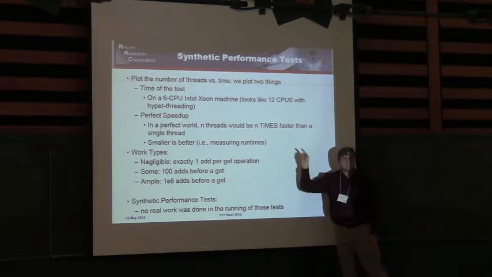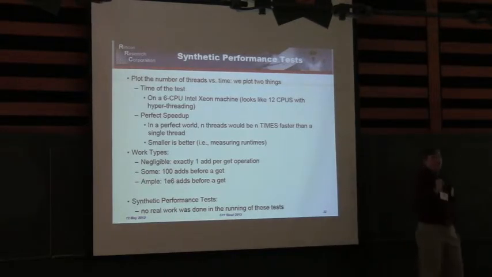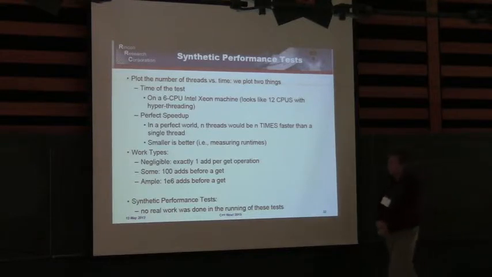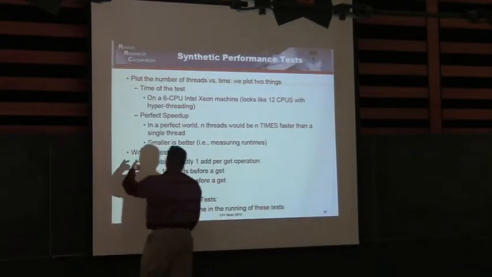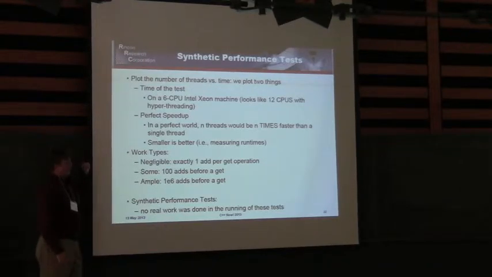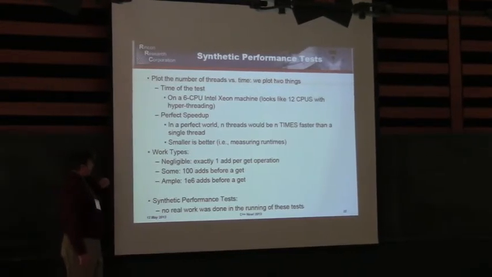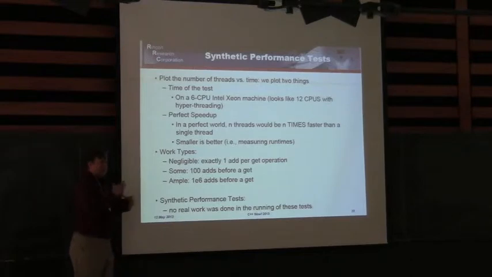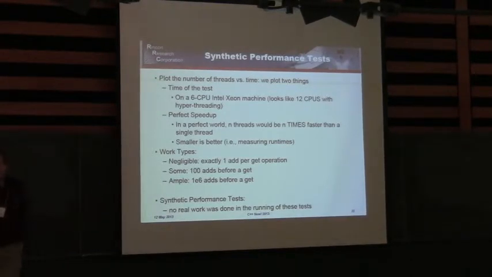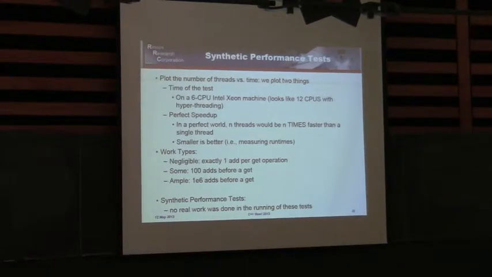We're measuring runtime, so smaller is better. Smaller runtimes are better. And then these are the work types. In a negligible workload, we're just going to do one add per get operation, besides the add of the atomic int. Sum will do about 100 adds, and for ample, we'll do about 1 million adds per get. And again, I call these synthetic performance tests because no real work is done.